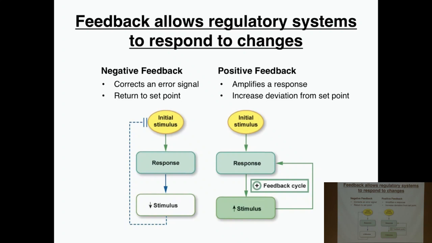In contrast, positive feedback amplifies a response, and it increases a deviation from the set point. So your initial stimulus triggers a response, and then that response actually increases the magnitude of that stimulus. That then triggers the response more, which increases the magnitude of that stimulus more, and so on and so forth.